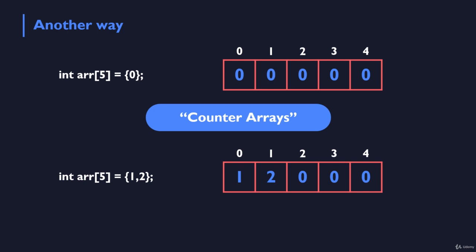So to summarize, there are mainly two approaches to initialize an array. Either you specify the value for each of the elements of a given array based on the size of the array, or you can do this auto-completion approach where you specify just a couple of elements and then the rest of the elements of the array are going to be 0.